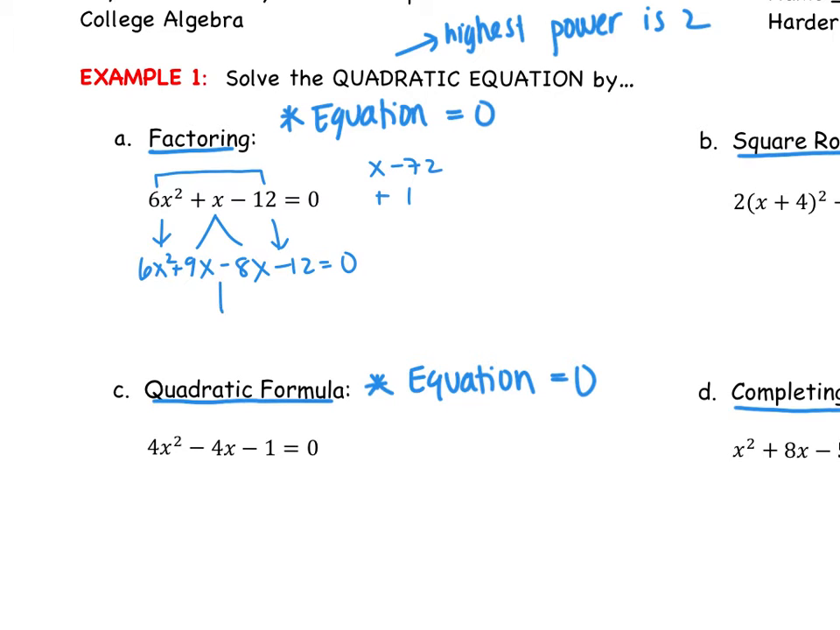And now we are going to factor both sides. So we're taking a GCF out of both sides. On the left side, 6x squared and 9x, I can take out a 3x. And when I do, I'm left with 2x plus 3. On the right side, I have a negative 8x and a negative 12, so I can take out a negative 4. When I do that, we get 2x plus 3.